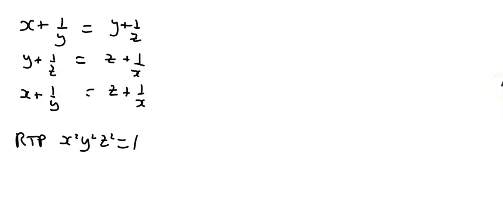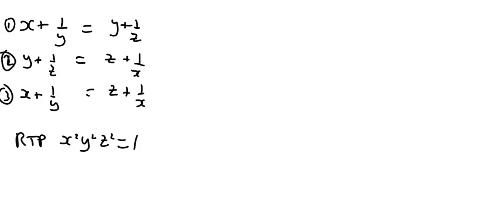This is question 3 from STEP Paper 2, 1991. We are given 3 equations on the basis of which we have to prove that x squared y squared z squared equals 1. So I could label these equation 1, equation 2 and equation 3.